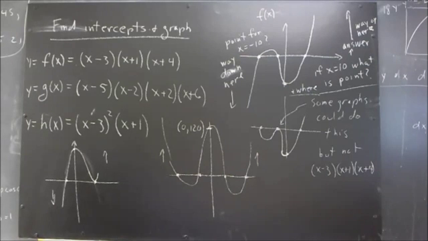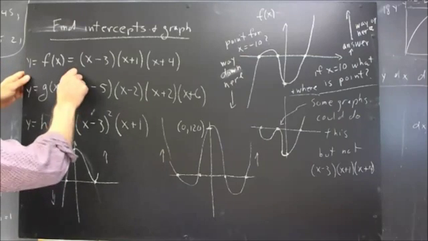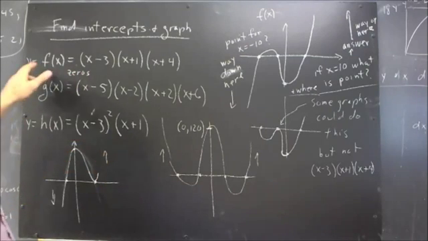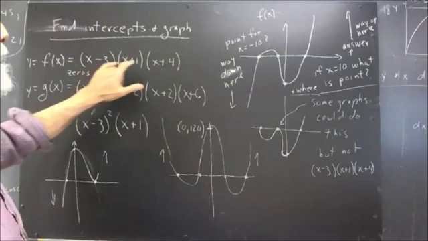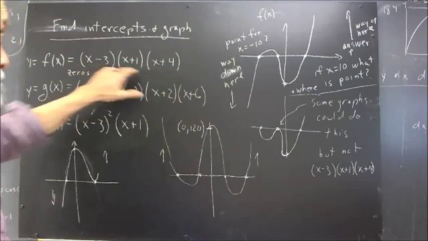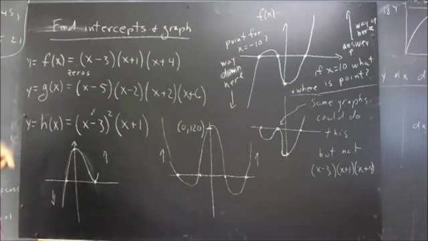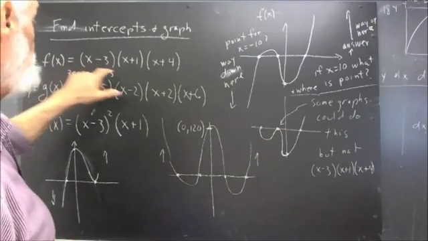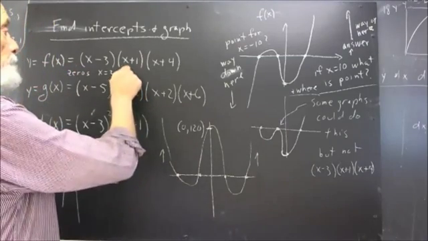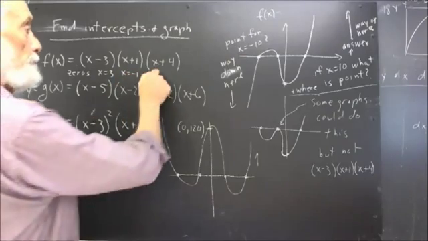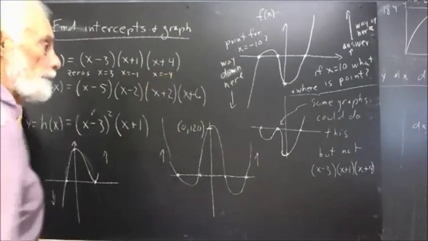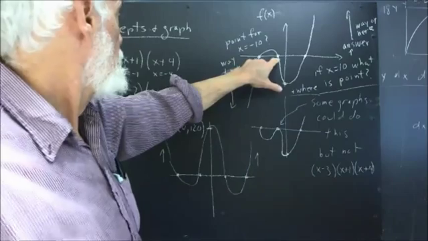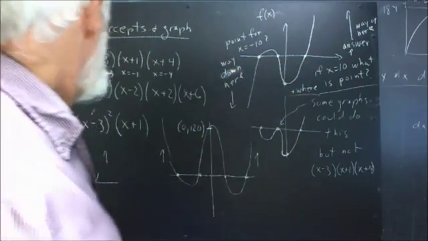The zeros for this function are very easily found. The value of the function is going to be 0 if any of these factors is 0. So if the factor x minus 3 is 0, that gives us a 0 when x equals 3. To make this factor 0, x is negative 1. This factor is 0 when x is negative 4. And we plot those points. I haven't labeled them. This is supposed to be negative 4, 0, negative 1, 0, and 3, 0.